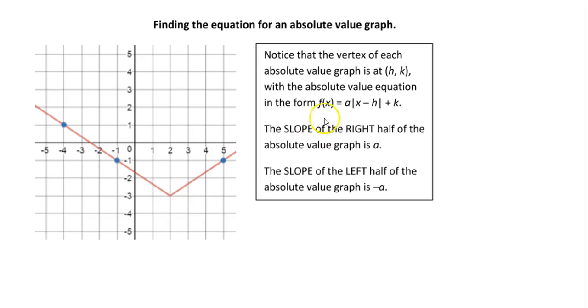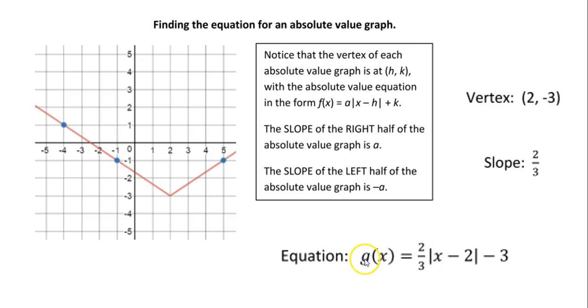So we have all the information we need. We have our a is 2/3. So the right half is 2/3. We have our vertex, h, k, that's 2, negative 3. Let's plug that in. Vertex is 2, negative 3. Slope is 2/3. Therefore, our equation is going to be g of x, or f of x, or whatever you want to call it, 2/3, that's the slope, or a, times the absolute value of x minus 2, and it's a minus 2 because positive 2 here, minus 3, because that's our k value. So we can find the equation of an absolute value graph by just seeing the graph, identifying the vertex and the slope.